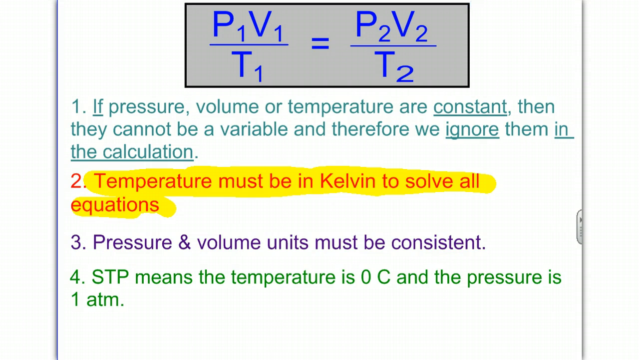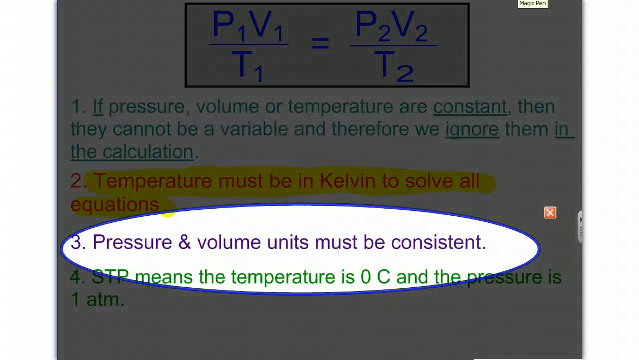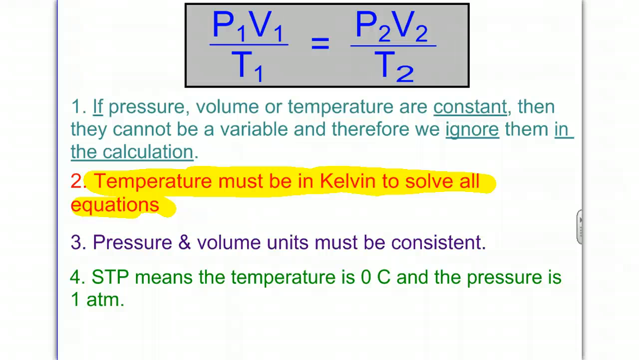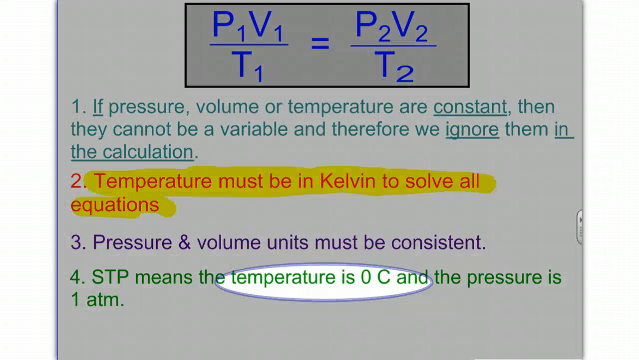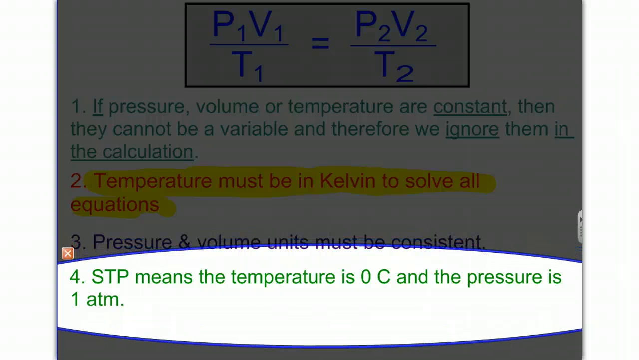Okay? The third rule: your pressure and your volume units must be consistent. That means that they just need to match. They need to be the same. So if you have one pressure in atmospheres and one in torr, you're going to have to convert one of them to match the other. It doesn't matter what unit they're in as long as they match. And lastly, if you come across a problem that states STP, it means use standard temperature and pressure, which is 0 degrees Celsius and 1 atmosphere as part of your calculation.